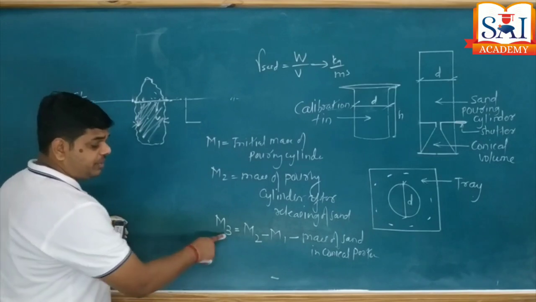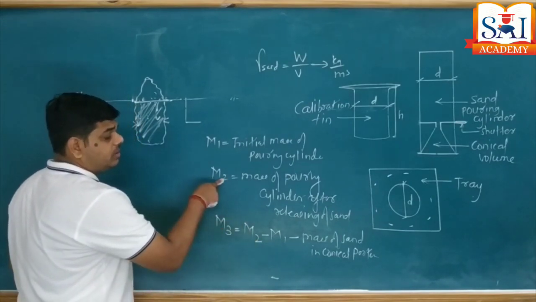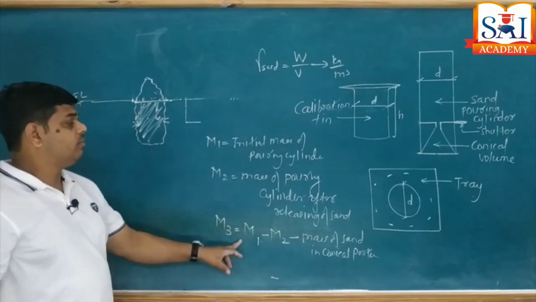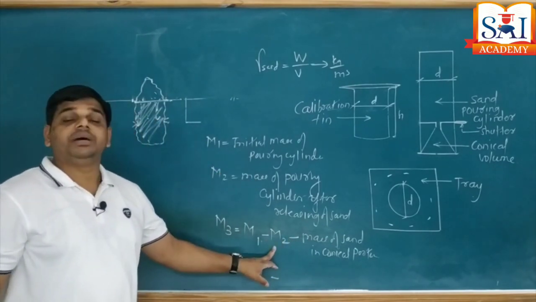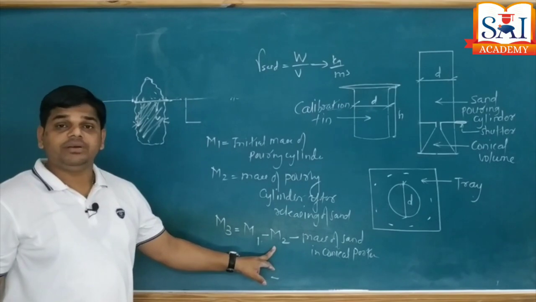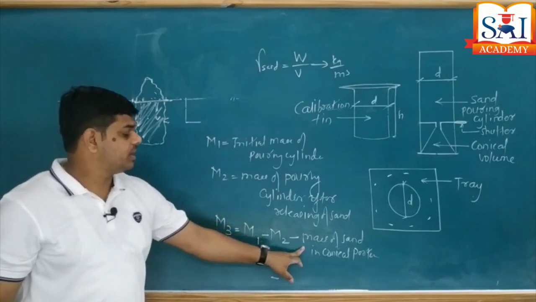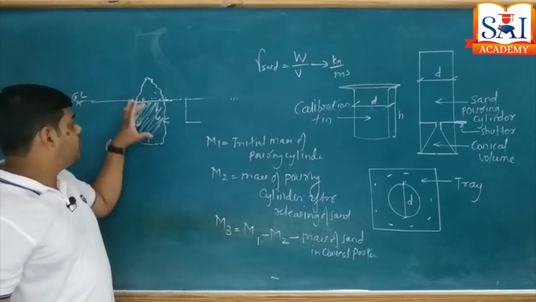Okay, now m3 is available, that is m2. Sorry, here is m1 minus m2. Sorry, make a correction over here. m1 is the initial mass minus m2. m2 is the mass after pouring. We'll get the mass of sand in the hole plus conical. Minus conical, we will get the value of mass of sand within the hole.